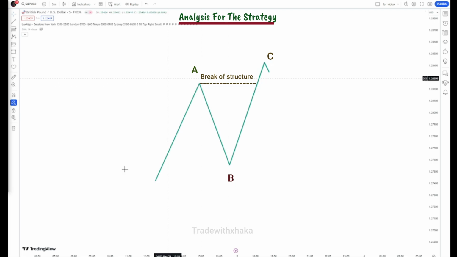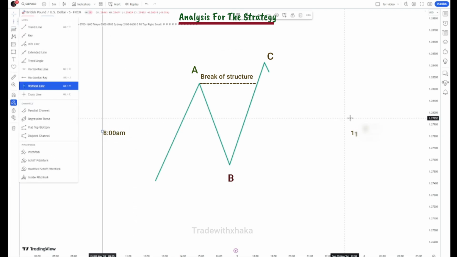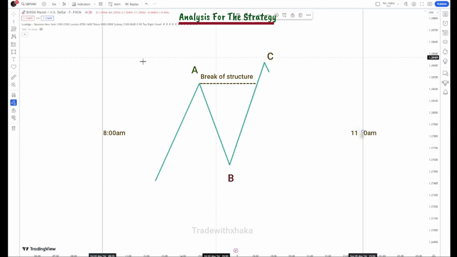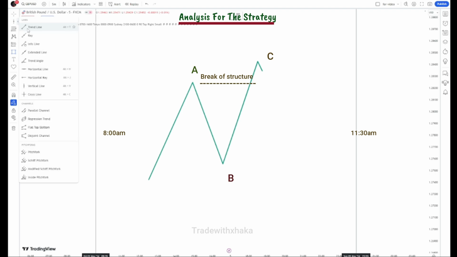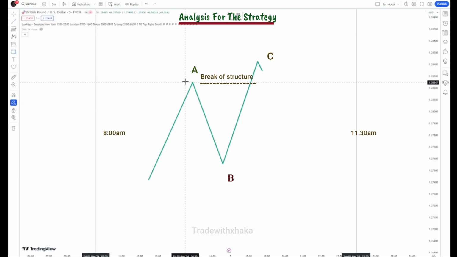Now, if you have this image anywhere between 8 o'clock a.m. to 11:30 a.m., that is the time we need to find this ABC pattern on our chart. So once you have this pattern, we need to see the market break a structure. So this is our breakout structure that completes this ABC pattern.